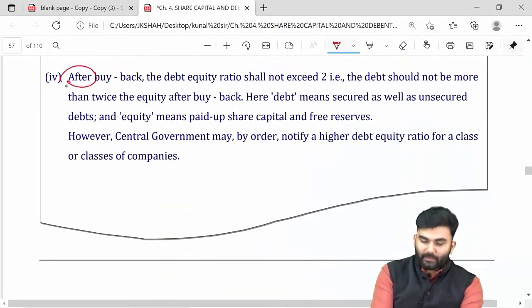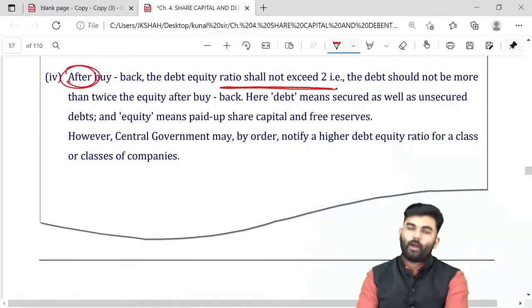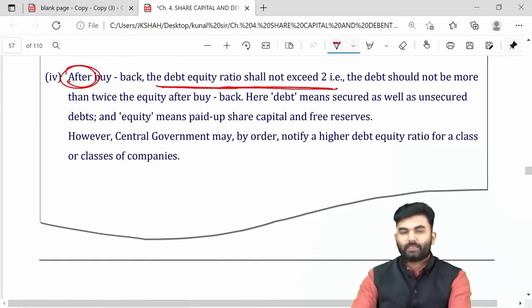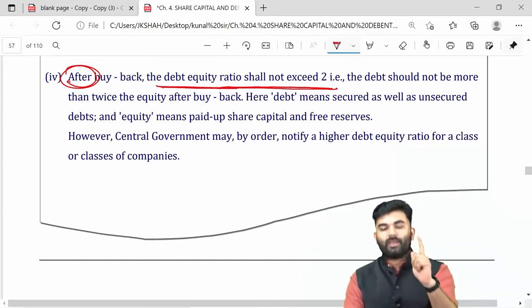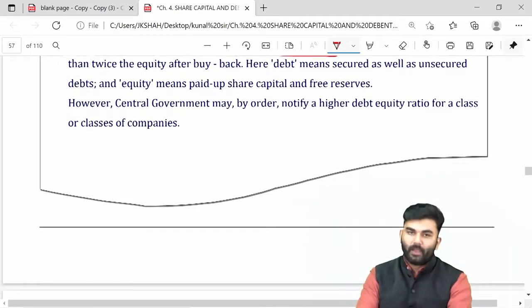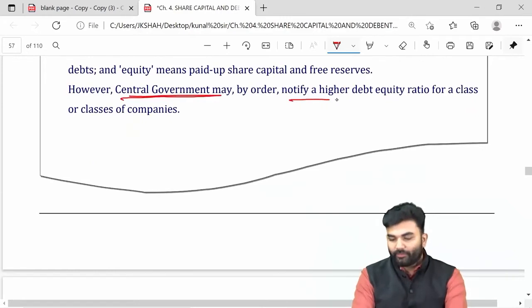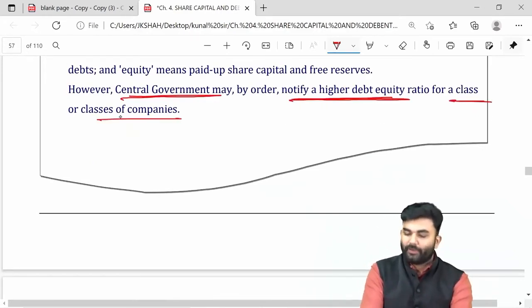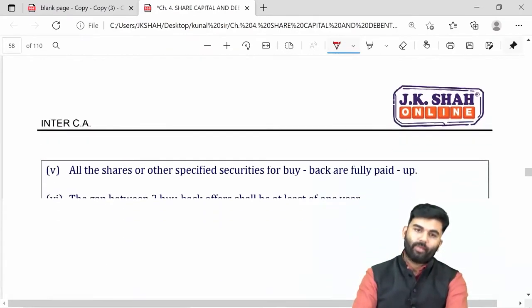After the buyback, the debt equity ratio shall not exceed 2:1, which means if the company has got a debt of 2 rupees, then against that 2 rupees, there has to be an equity of at least 1 rupee. However, if the central government notifies a higher debt equity ratio for your class of companies, then you need to follow that higher debt equity ratio.